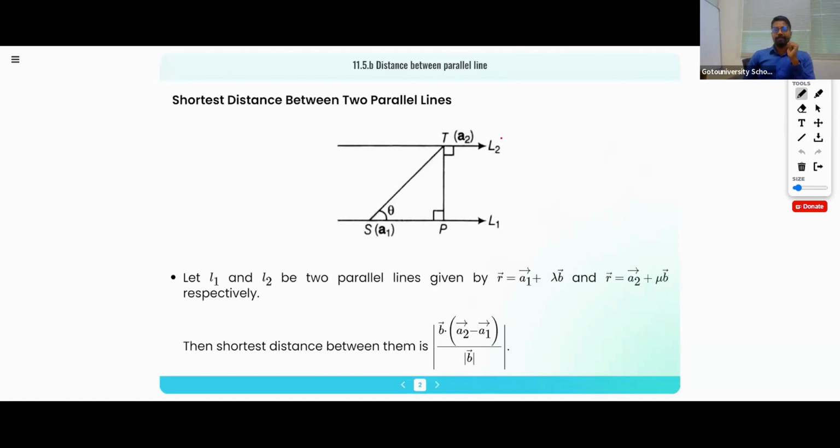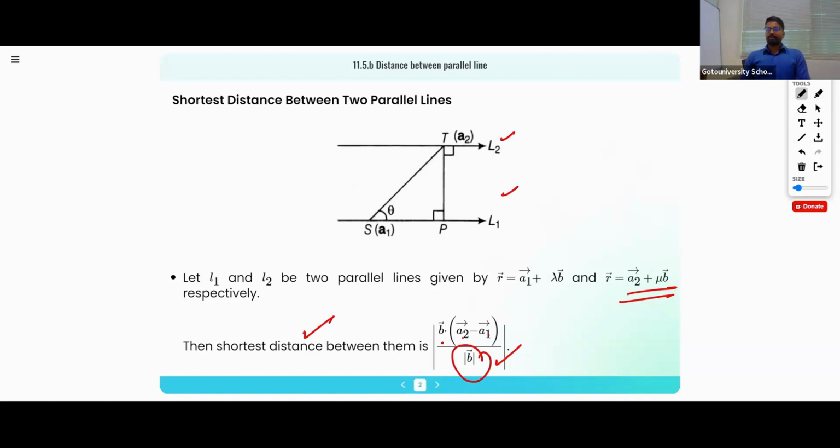one line L1 and L2, so L1 is represented by a1 + λb, L2 is represented by a2 + μb. Then the shortest distance between them is given by b, where b is common, which is parallel to both of them, right? So b cross (a2 minus a1), vector a2 minus vector a1, divided by the magnitude of b. Okay, this will give you the shortest distance between the two lines.